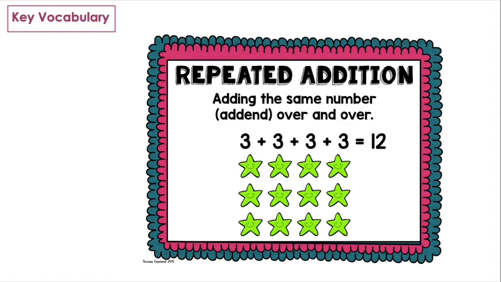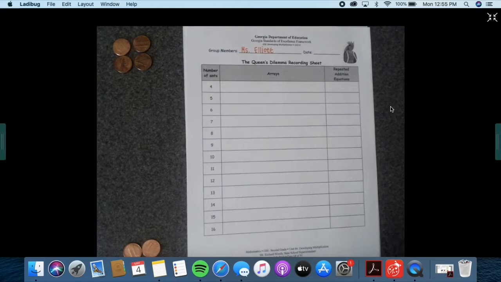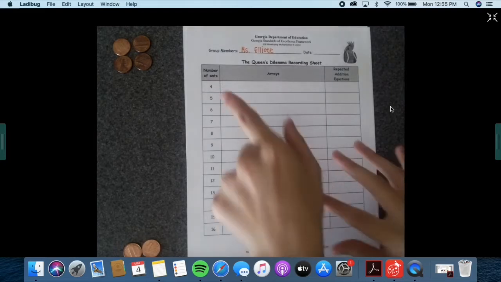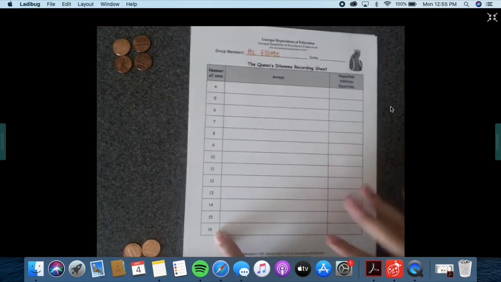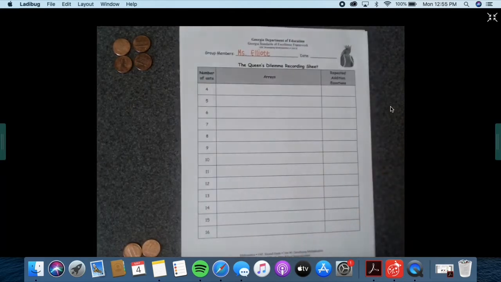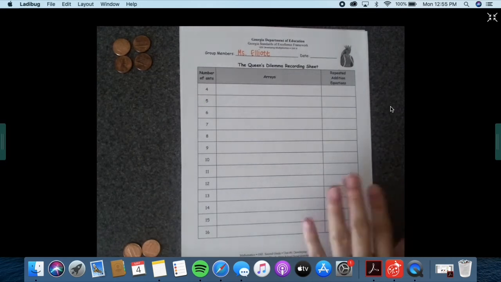Our key vocabulary that we need to know for today is repeated addition, which is adding the same number, or addend, over and over. So today we will have a scenario paper where we will think about the number of ants, so 4, 5, 6, all the way up to 16. And we will create an array for all of these ants. Miss Elliott is not going to do all of these for you. I'm only going to do a couple of them, and then you are going to do the rest.